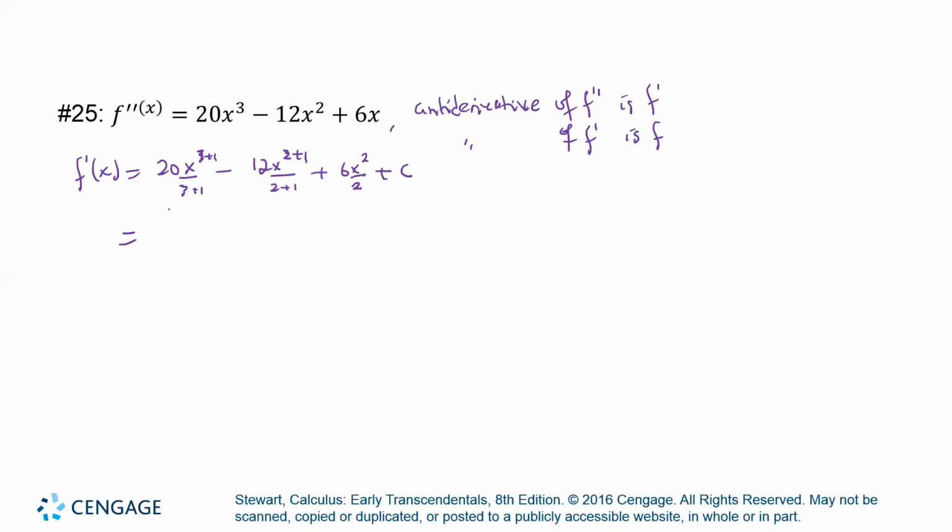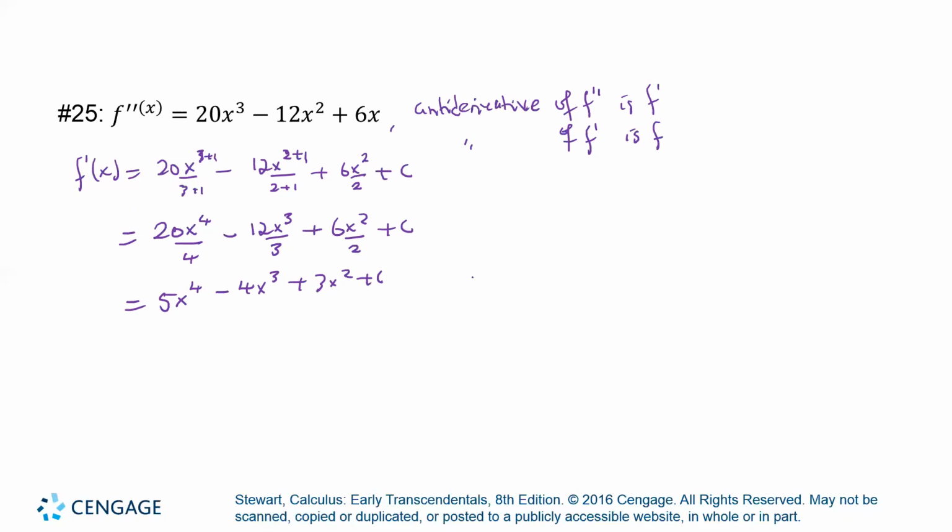All right, so if you do this, you have 20x to the 4 divided by 4 minus 12x cubed divided by 3 plus 6x squared divided by 2 plus C. Now, if you simplify, that gives me 5x to the 4 minus 4x cubed plus 3x squared plus C. So now we want to find F, which is the antiderivative of F prime.